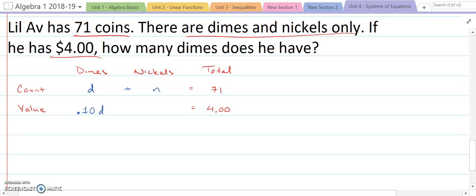That is 10 cents per dime. So you attach the value to your variable. The nickels, 0.05 n. And that's one of the things that a lot of people are going to make a mistake on. A lot of people are going to put 0.5. That's wrong. That's 50 cents.